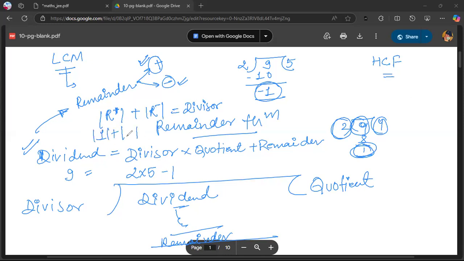Modulus of minus 1: the modulus means that whatever the value inside, only its magnitude comes out and the sign will remain positive, whatever the sign inside it is. So 1 plus 1 will be 2, which is our divisor, right? Understood? Yes, sir. So these are two important basic properties. Remember them. That much is important for us.